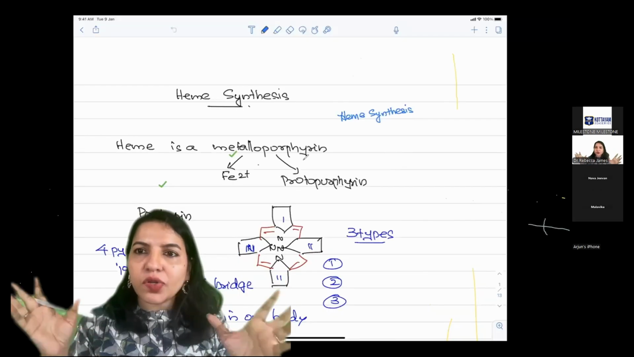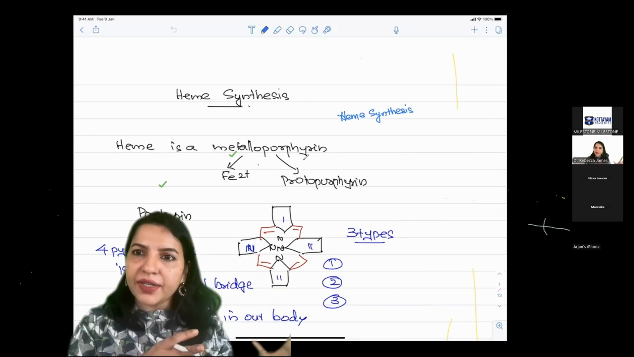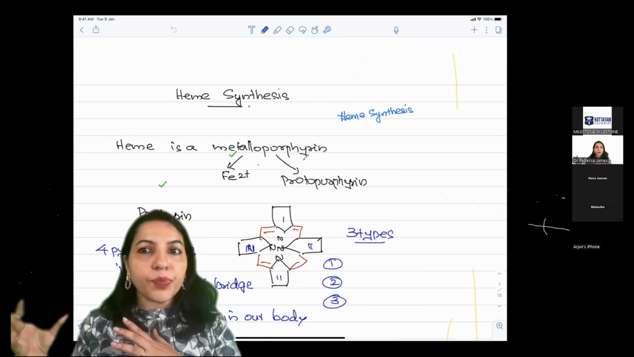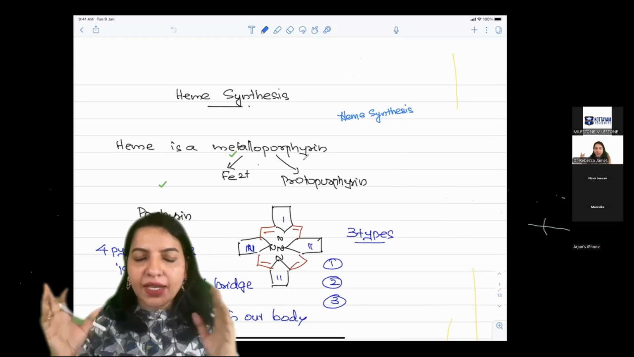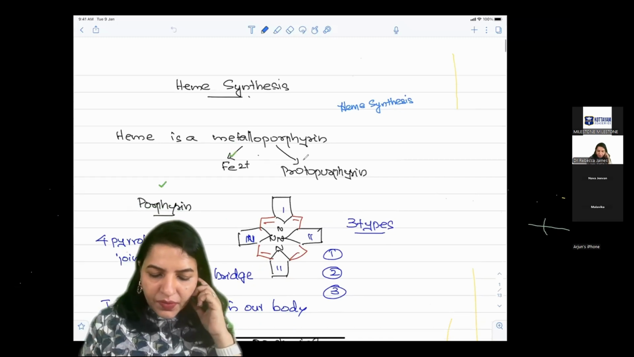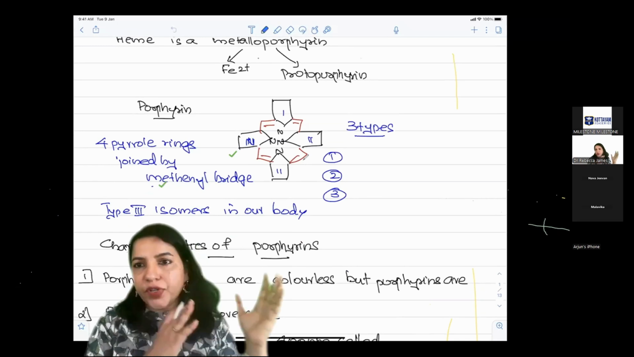That is enough. Okay, so heme is metalloporphyrin, where the metal is iron and the porphyrin is protoporphyrin, as you rightly said. Okay, who said that? Sibin. Yes, as you rightly said, it's right. Okay, so we know what is iron.